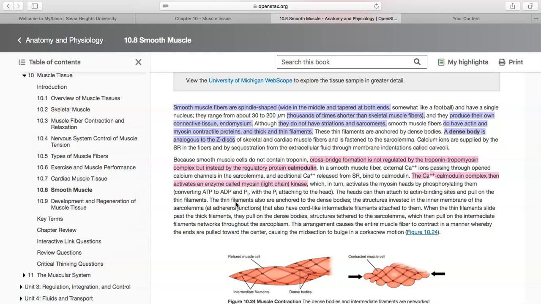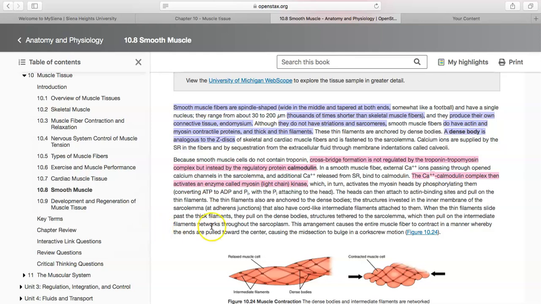Smooth muscle fibers are actually spindle shaped, and that's kind of like football shaped, where it's tapered at the ends and sort of round in the middle. They have a single nucleus, and they're really, really small. They're thousands of times shorter than a skeletal muscle fiber. They actually produce their own connective tissue, which we call the endomysium, and they don't have striations and sarcomeres. But they do still have actin and myosin, the contractile proteins, and they have the thick and the thin filaments. Those thin filaments are anchored by what we call dense bodies, which are basically analogous to the Z discs. They're fastened to the sarcolemma.